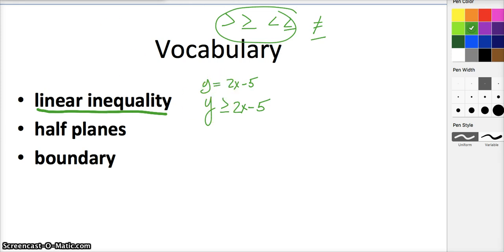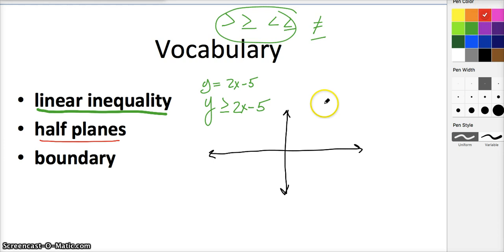When we talk about half planes, it really comes from the idea that when you graph a linear inequality, you'll be graphing it on the coordinate plane, the XY plane, as we would any line. Let's say I graph this situation here.